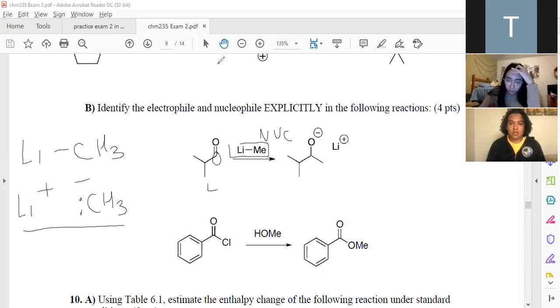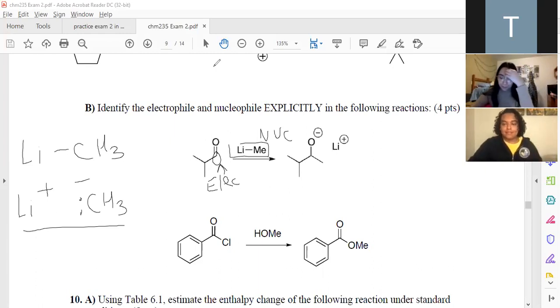Okay. So whatever does the attacking is the nucleophile. Whatever is attacked is the electrophile. All right? Does that make sense? Yes. So now take a look at the bottom one. Try to identify it on your own. I'll give you guys 30 seconds. Try to identify the nucleophile and the electrophile on your own.